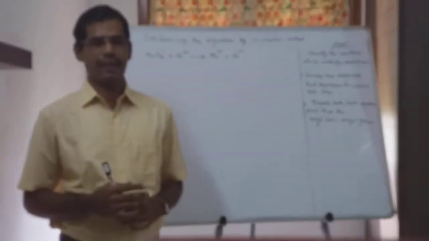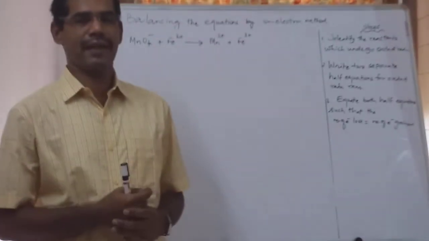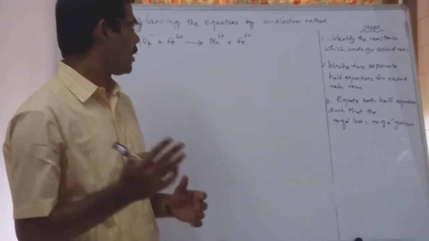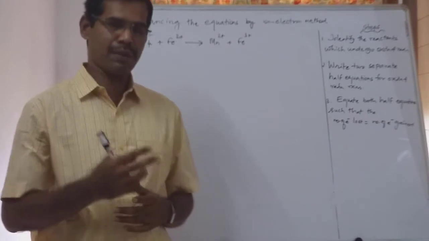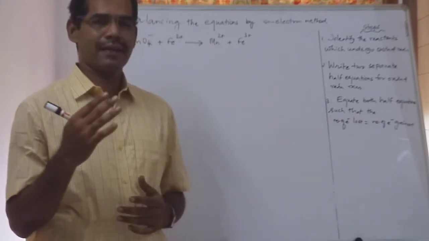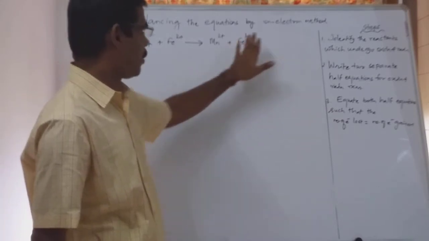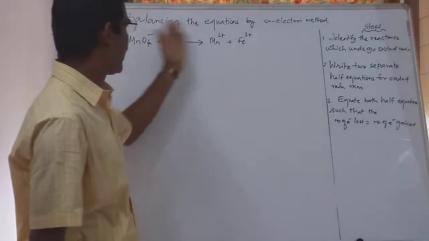In this session, let us learn how to balance a chemical reaction by the ion-electron method. In the previous class, we discussed balancing equations by the oxidation number method. That link is given in the description, so you can verify that as well. Let us now learn how to balance an equation by the ion-electron method.